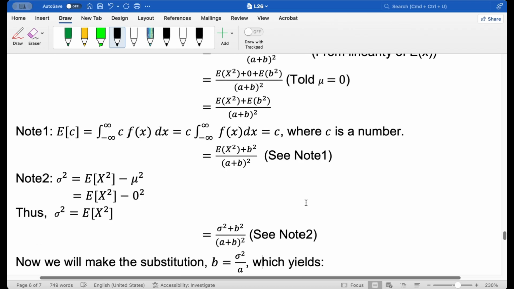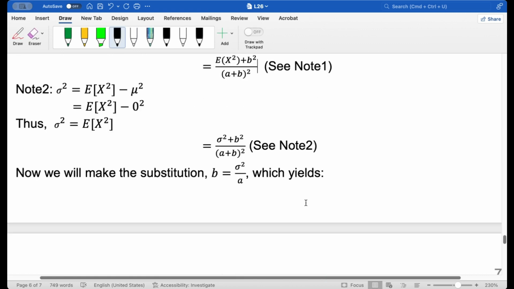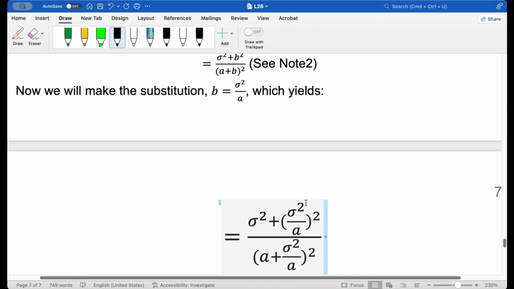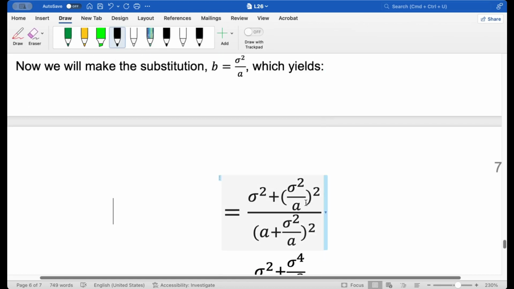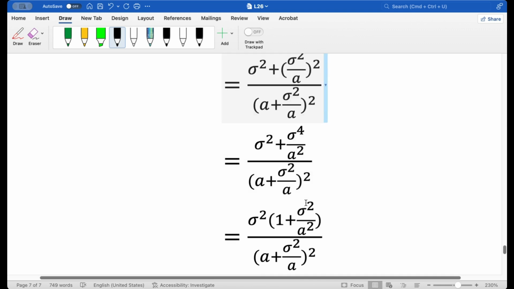And now it's just basically algebra to complete this proof. We have sigma squared plus b squared over (a plus b) quantity squared. We're going to express b as sigma squared over a, which is definitely positive. I suppose it could be 0 if sigma is 0, but if sigma is 0, then all the values would be the same. So we replace the b with sigma squared over a. Square that out, we get sigma to the fourth over a squared. Factor out a sigma squared in the numerator.